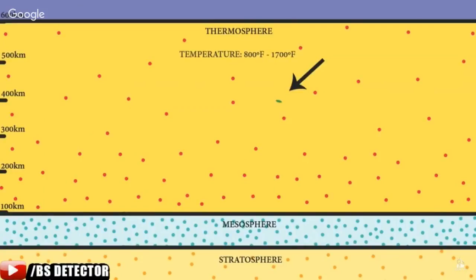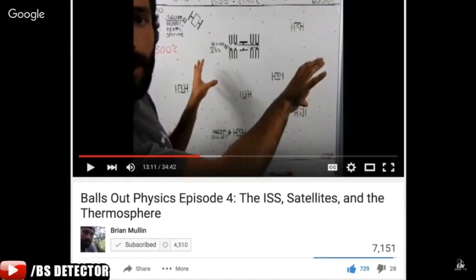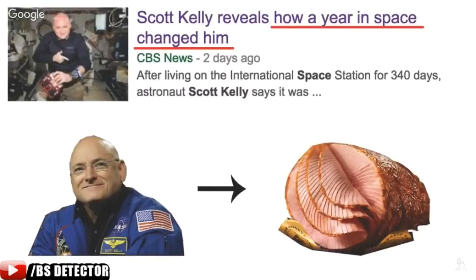Every particle in the thermosphere is super, super hot. But for some magical reason, the ISS stays perfectly temperatured, even though there's no air conditioning. So obviously, something's not right here. And if you want a more detailed explanation of what I'm talking about, watch Brian Mullins' Balls Out Physics episode 4, the ISS satellites in the thermosphere. And you'll understand it perfectly. So I'm calling BS on the ISS orbiting around in an oven. I'm calling BS on Scott Kelly, who should be a honey-baked ham.